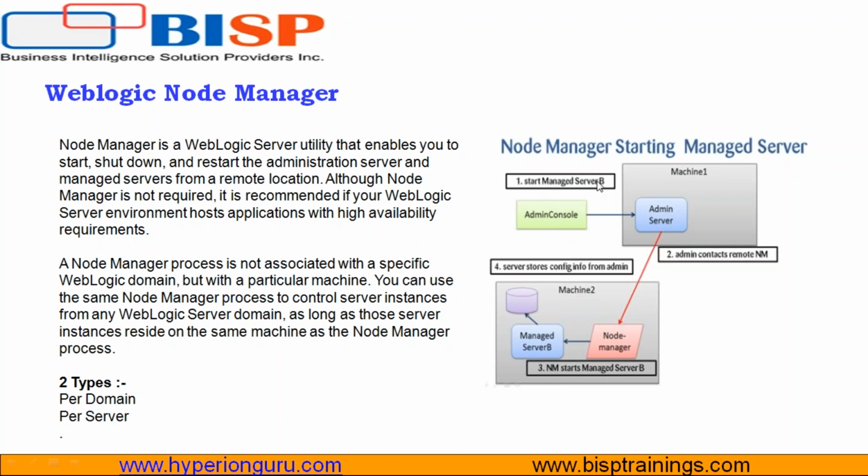So start node manager server B, and your administration console is connected to the admin server on machine 1. On machine 2, you have managed server B. Your node manager is here, which can start your managed server B, and also it can contact your admin server, and it can stop your admin server as well. And you can start your admin server as well using your node manager. So node manager is independent. Even if your admin server or managed server is down, your node manager is independent, and it can be started and stopped on its own.